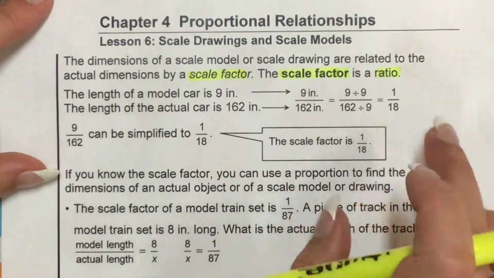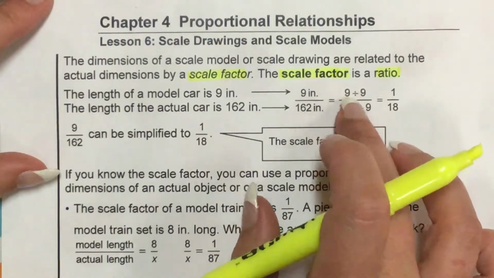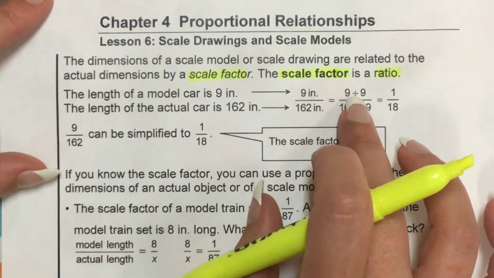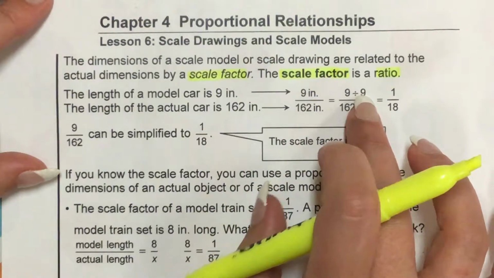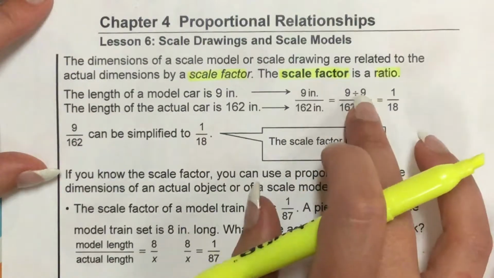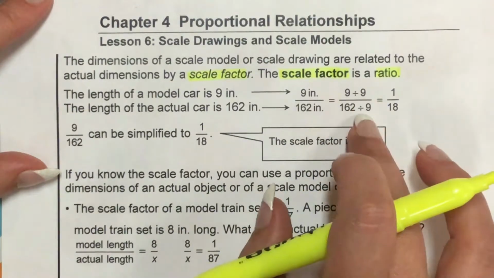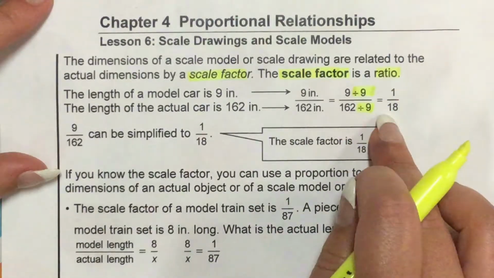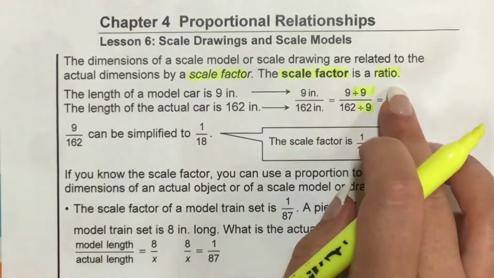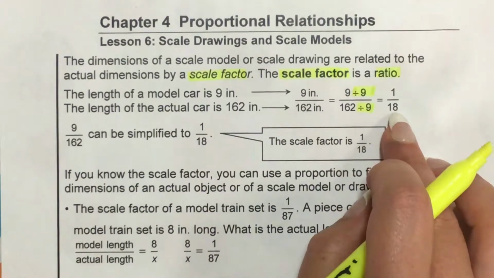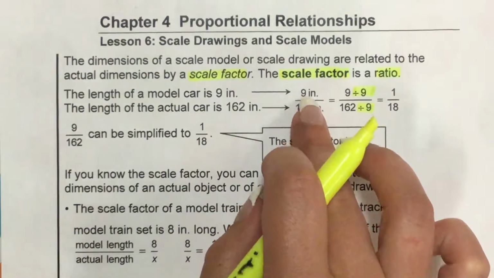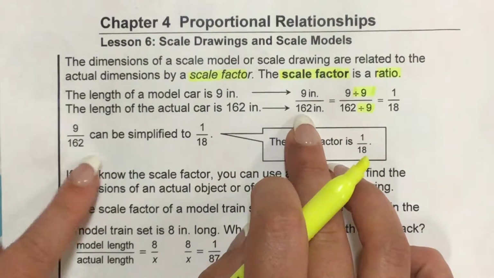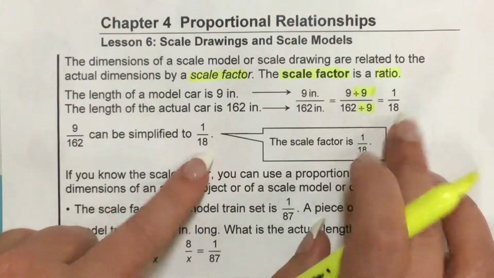Well, if we go ahead and try to make this 9 into a 1, the only way we can do that is by dividing it by 9. So 9 divided by 9 is 1, right? And whatever we do to the top, we have to do to the bottom. So we divide both the top and the bottom by 9. What we end up with is 1/18. So what that means is that 9 over 162 can be simplified to 1/18.